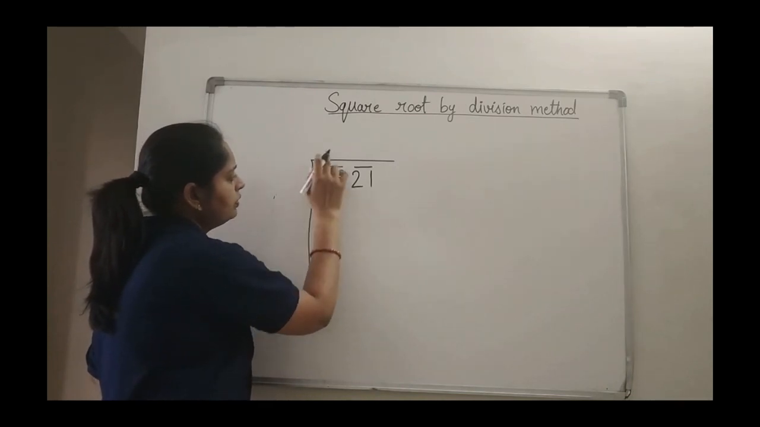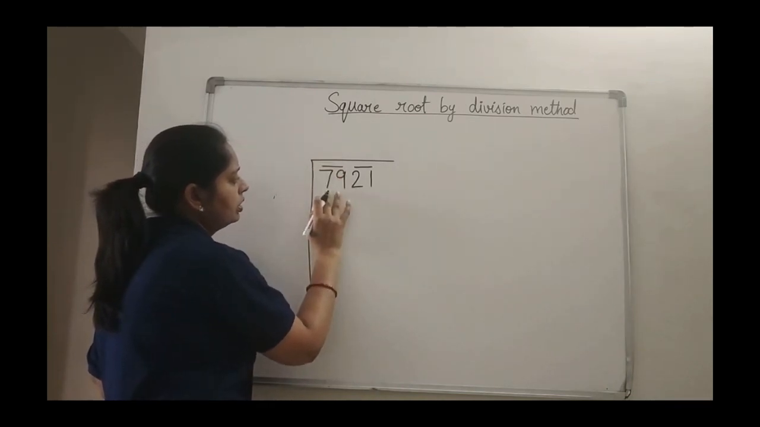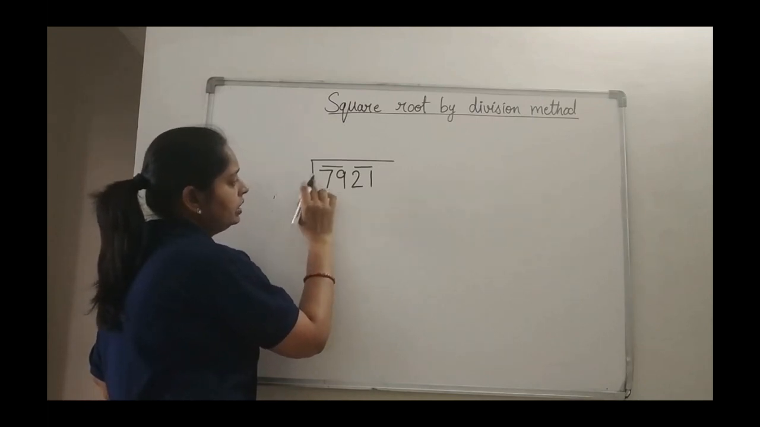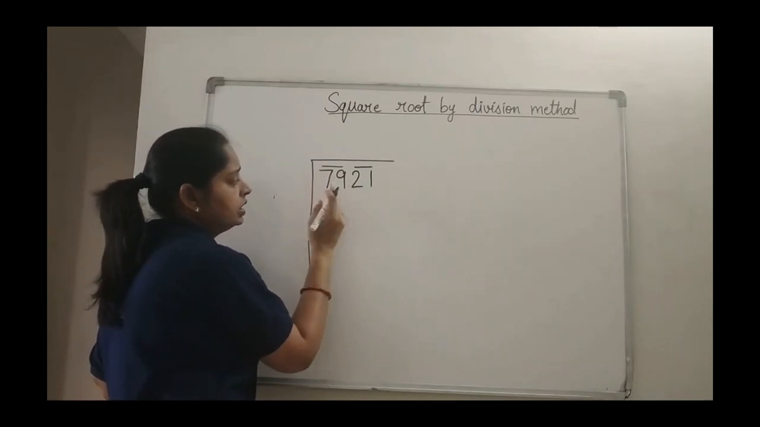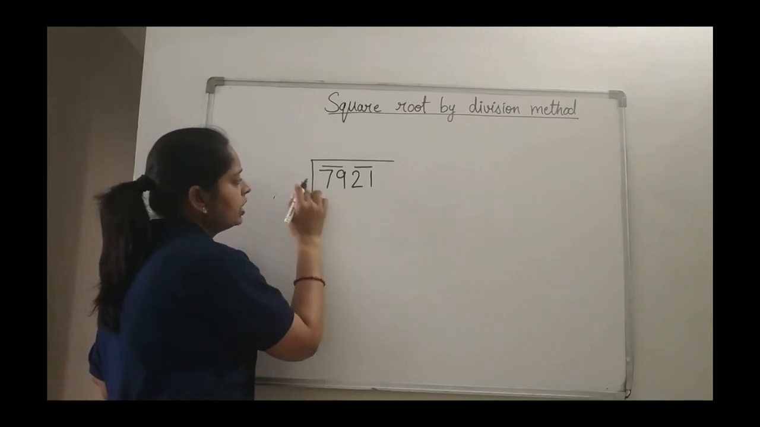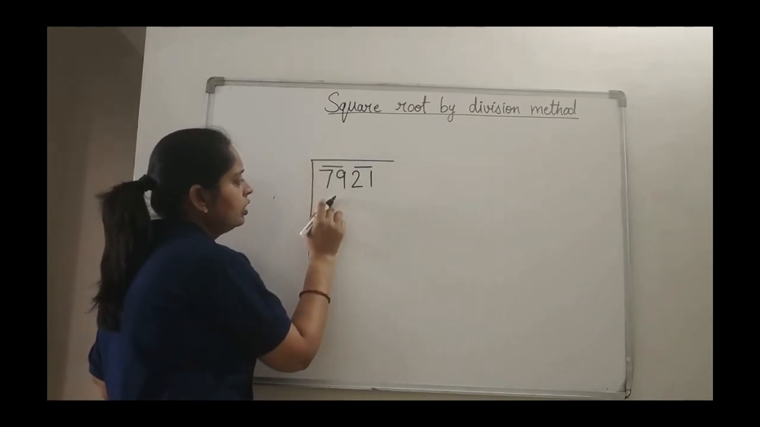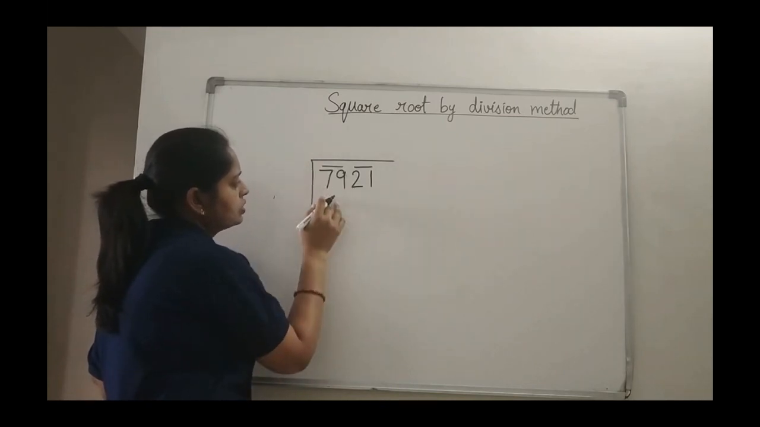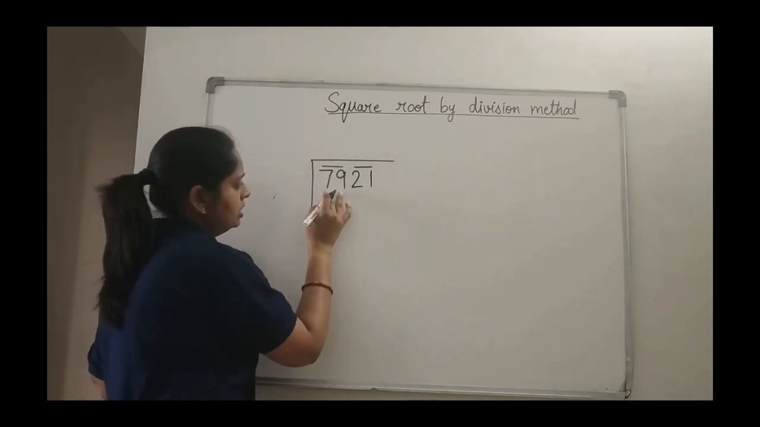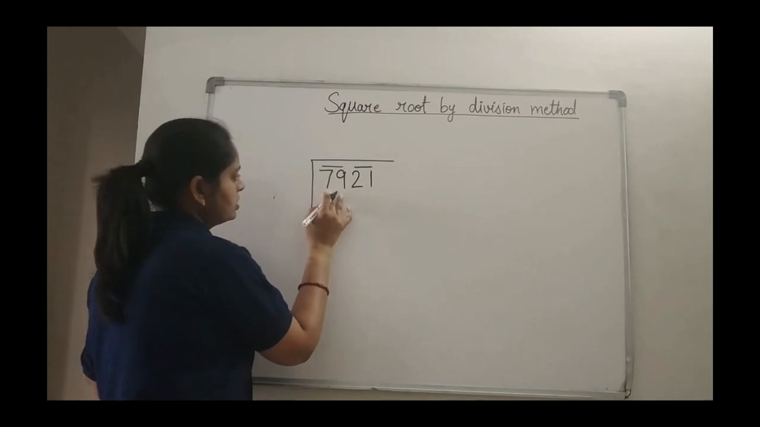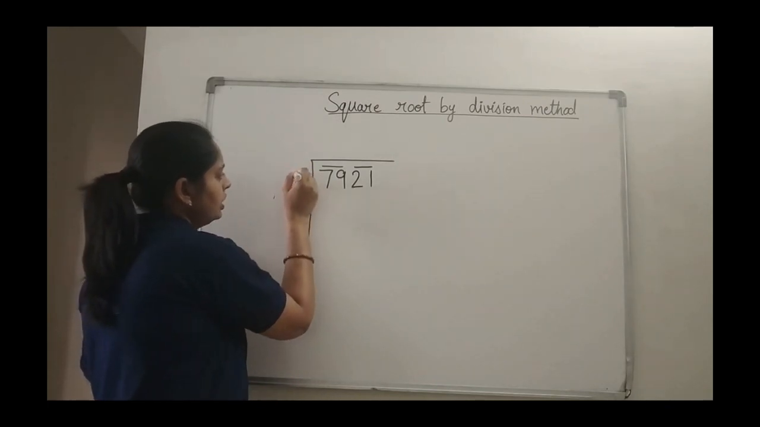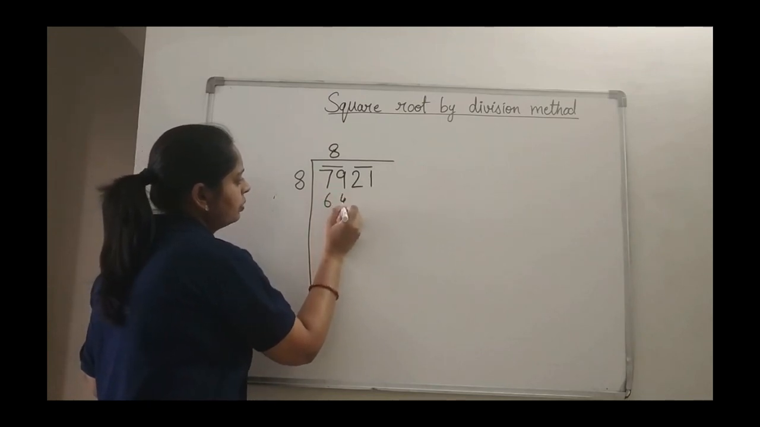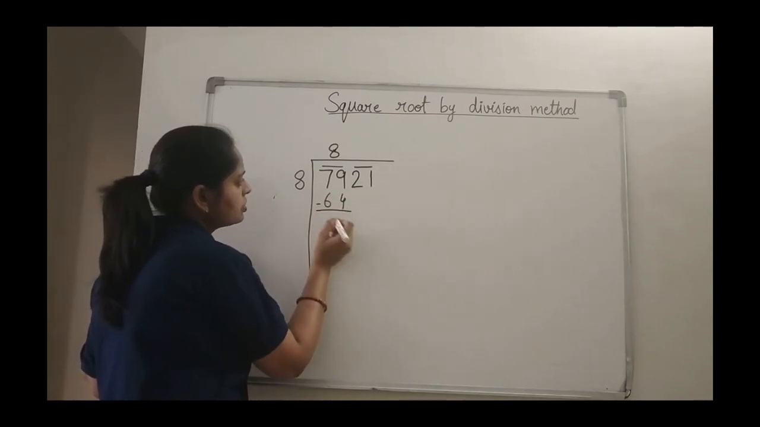Now 79 is our target. So we have to think for the largest square number which is nearby this. 79 is there. So 9 9s is 81. This is greater than 79. So we cannot go for 9 9s 81. So before 9 what is coming? 8 8s are 64 will be just below this or just lower than this, which is a square number. So we'll take 8 8s is 64.